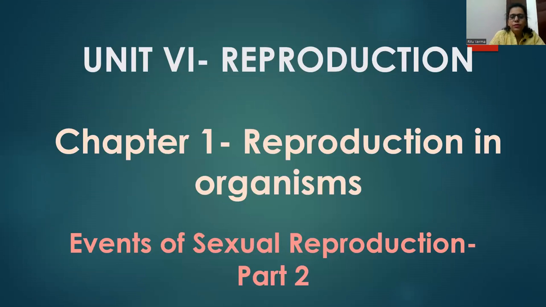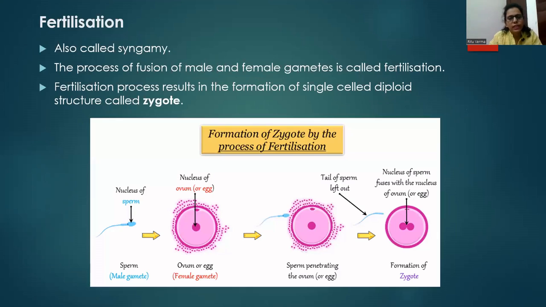Everyone, in this video we are going to discuss the second process of the event of sexual reproduction, and that is called fertilization. As we have studied in lower grades, we already know that fertilization is the process of fusion of male and female gametes. This fertilization process can also be called syngamy.